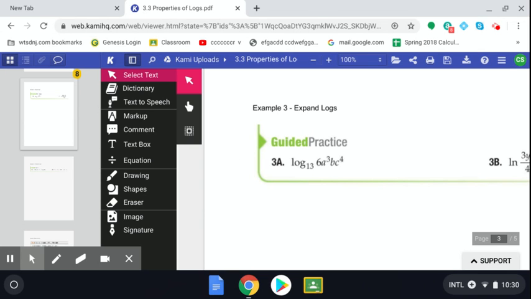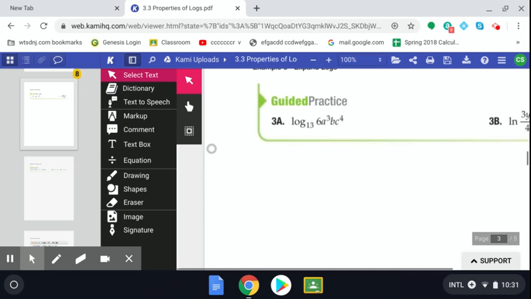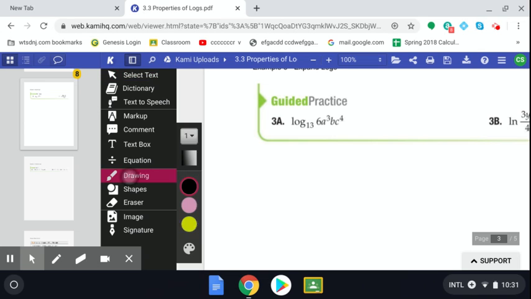Now, another skill you will need to perform is expanding logs. So when you expand logs, you're essentially using all the properties of logs to make these longer. Okay, so any multiplication is going to be changed to addition, and you'll be using the word log more than once. So let's see what we could do here.